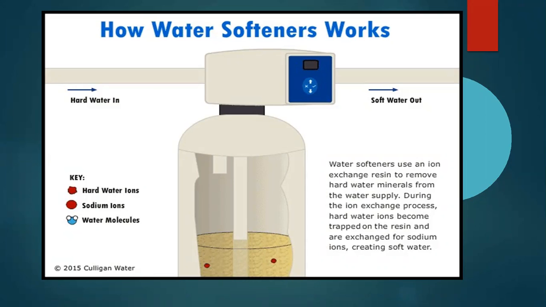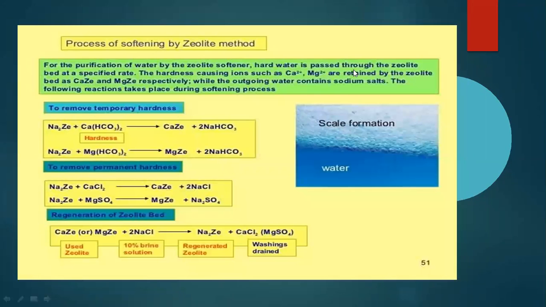Okay, how does a water softener work? Hard water gets into it, and the water softener uses an ion exchange resin to remove the hard water minerals from the water supply. During the ion exchange process, the hard water ions become trapped onto the resins, and they are exchanged for sodium ions, creating soft water. Water enters, goes down, and the hard water ions are absorbed by the resins inside the tank, and the soft water comes out of the outlet. This is how the zeolite method works.